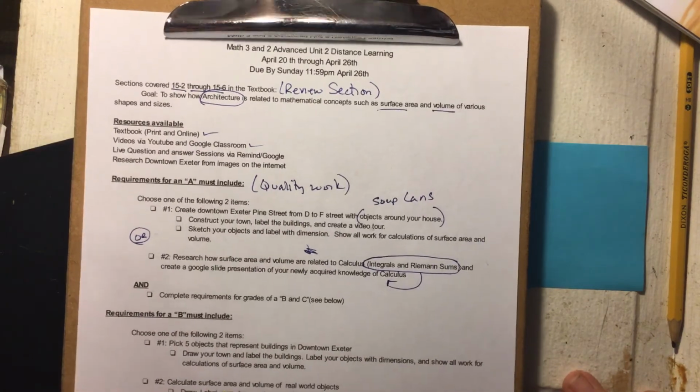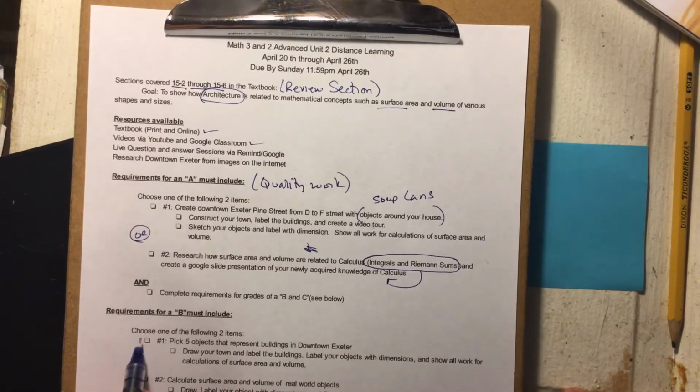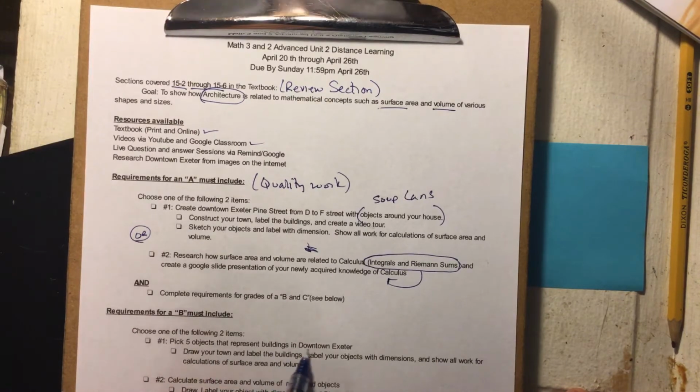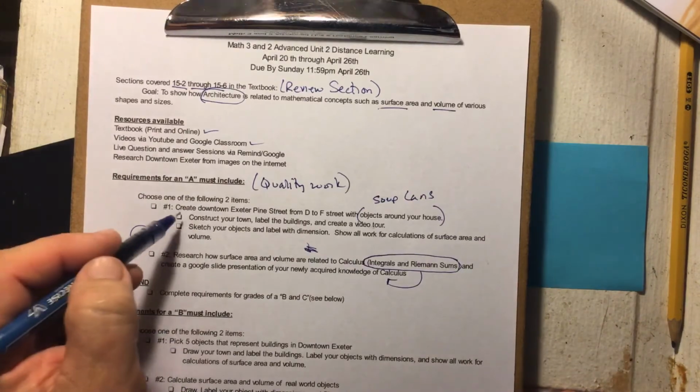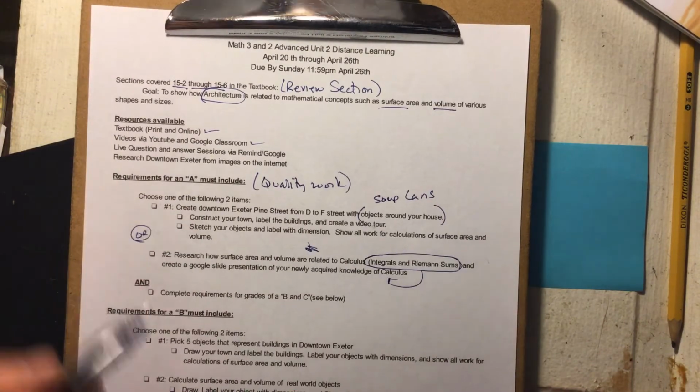Trying to make this under 5 minutes. So choose one of the following. You're just going to pick 5 objects that represent buildings in downtown. Just 5, not the whole street, just 5. These 5 can be included in that setup. So you've got that same thing as before. Draw your buildings, label the dimensions, and then show all your work for calculations, including the surface area and volume. Remember, show all your work.